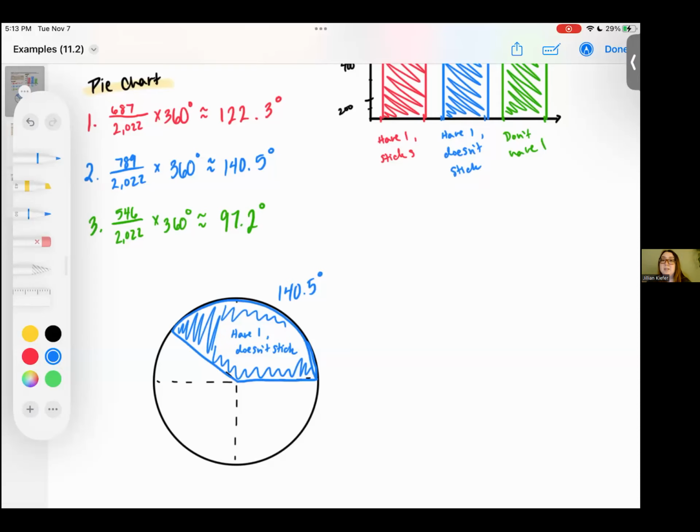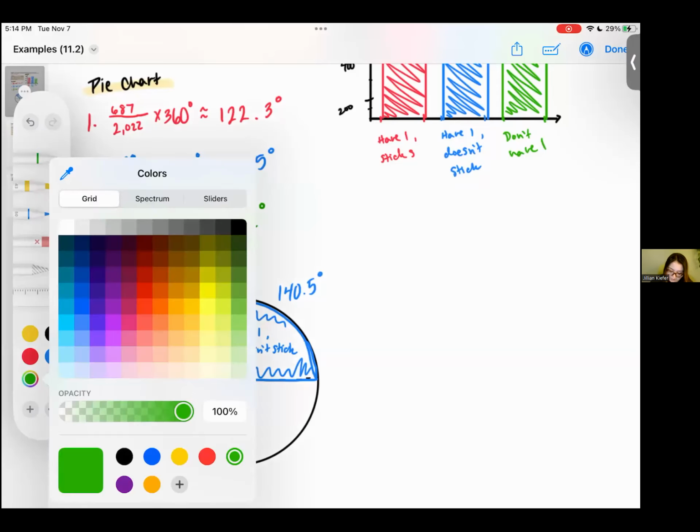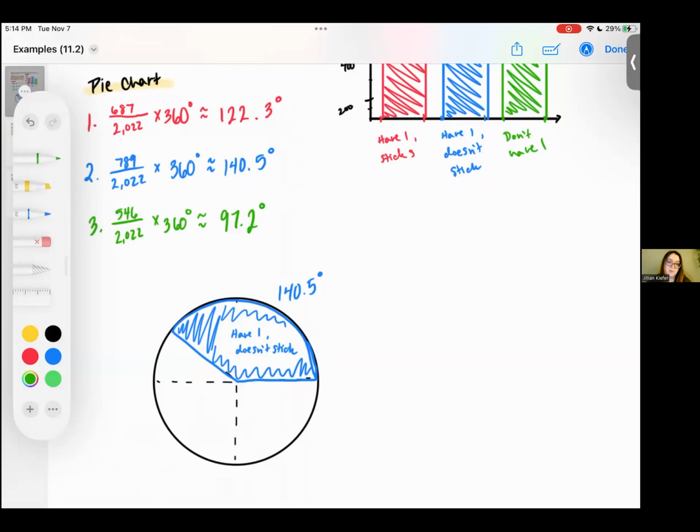Typically, I start with the biggest one and then I go with whatever's just easiest next, maybe whatever's most similar to a quarter or a half. So that's something that you can always have as an option. Since number 3 is closest to a quarter, let's go with the quarter. So pull up that green color here. And 97.2 degrees is a little bit more than a quarter. So we know that it'll start around here, and it's going to be just a little bit more than the quarter.